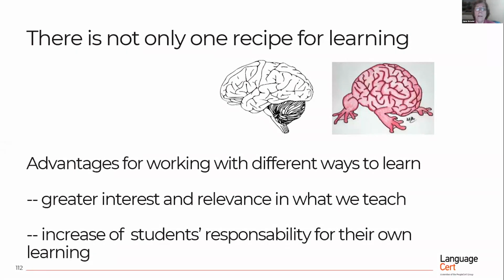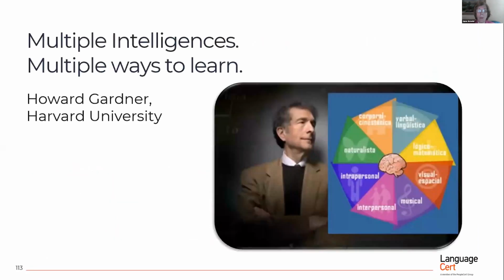Now, there's not only one recipe for learning, not only one way that students learn, because brains are different. And so there are advantages to working with different ways to learn: greater interest and relevance in what we teach, an increase of students' responsibility for their own learning. And this has to do with the model by Howard Gardner of multiple intelligences. He tells us there are many ways that we learn through contact with a lot of different things, 8 different ways to learn that he discusses. And these can be brought into our teaching in different ways.